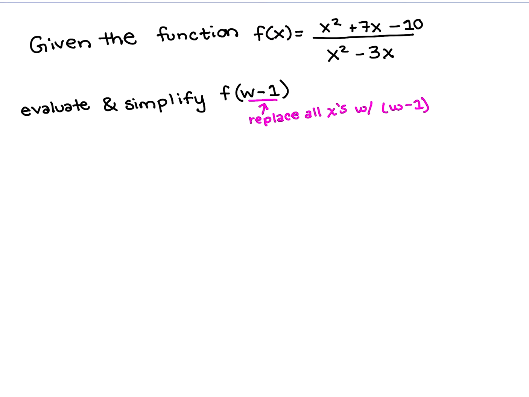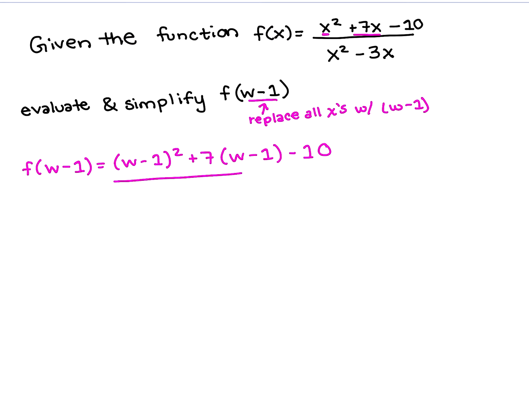So going into this function, we have f of x is instead going to be f of w minus 1, since we're replacing all x's with w minus 1's. So first x is x squared, so we're going to do w minus 1 squared. Next piece, we have plus 7 times x. We're going to switch with a w minus 1. And then last term is a minus 10 in the numerator. All over, we have x squared again, so we're going to do w minus 1 squared minus 3 times our x, we're switching with a w minus 1. So lots of things to try to simplify here.